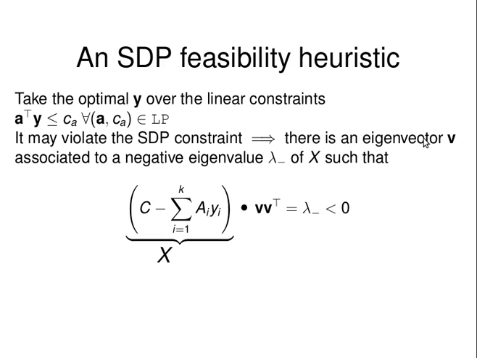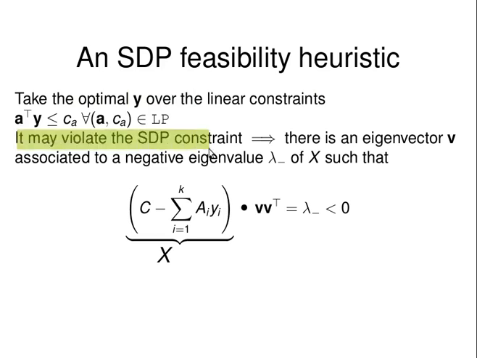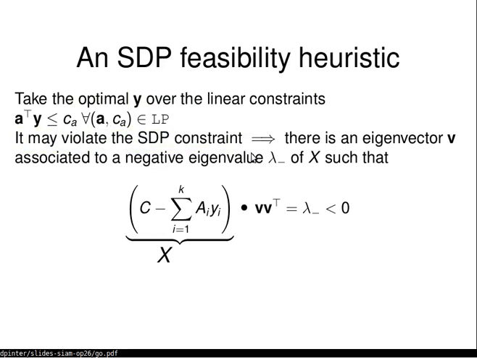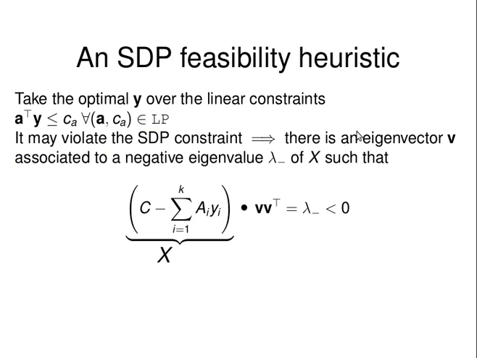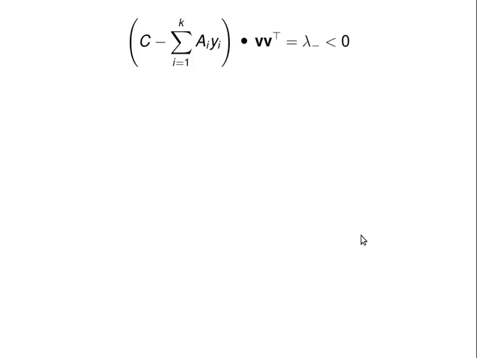I also need an SDP feasible heuristic. Let's take first the optimal y over all the linear constraints you can see here. Such y may violate the SDP constraint, otherwise it is the optimal solution of the problem. This means there is an eigenvector v associated to a negative eigenvalue lambda minus of x. Okay, I have this relation that I display again here. What can I do now?